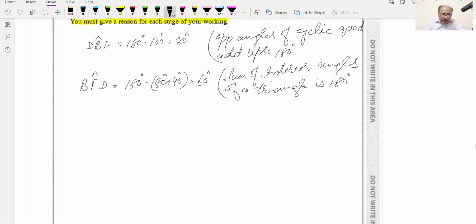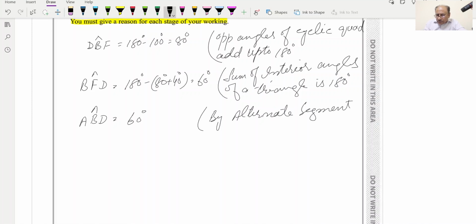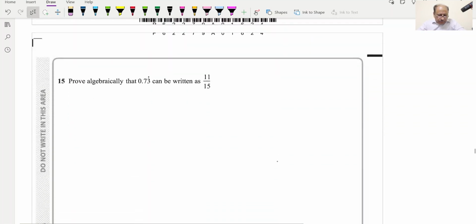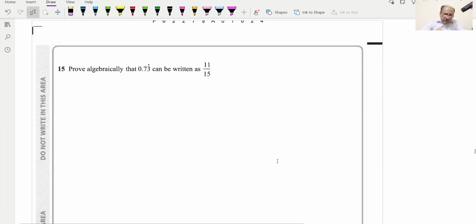So we will write angle ABD. Angle ABD will be equal to 60 degrees, and this is by alternate segment theorem. So this is done. We have given the statements also, and the angle is 60 degrees, which we have written over here. Now we can solve this question number 15.